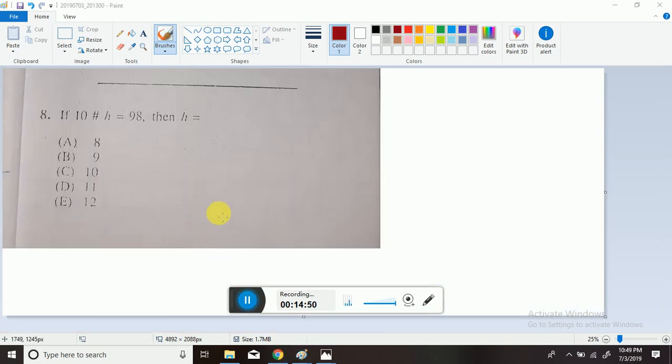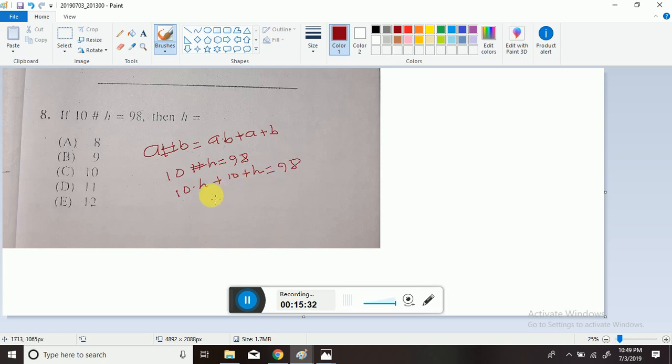The question number 8 is also standing on the same previous problem, that A has B equals AB plus A plus B. Now we have been given 10 has H equals 98. So 10 has H from the definition is what? 10 into H plus 10 plus H. 10H plus H is how much? Equals 98. Let us see.